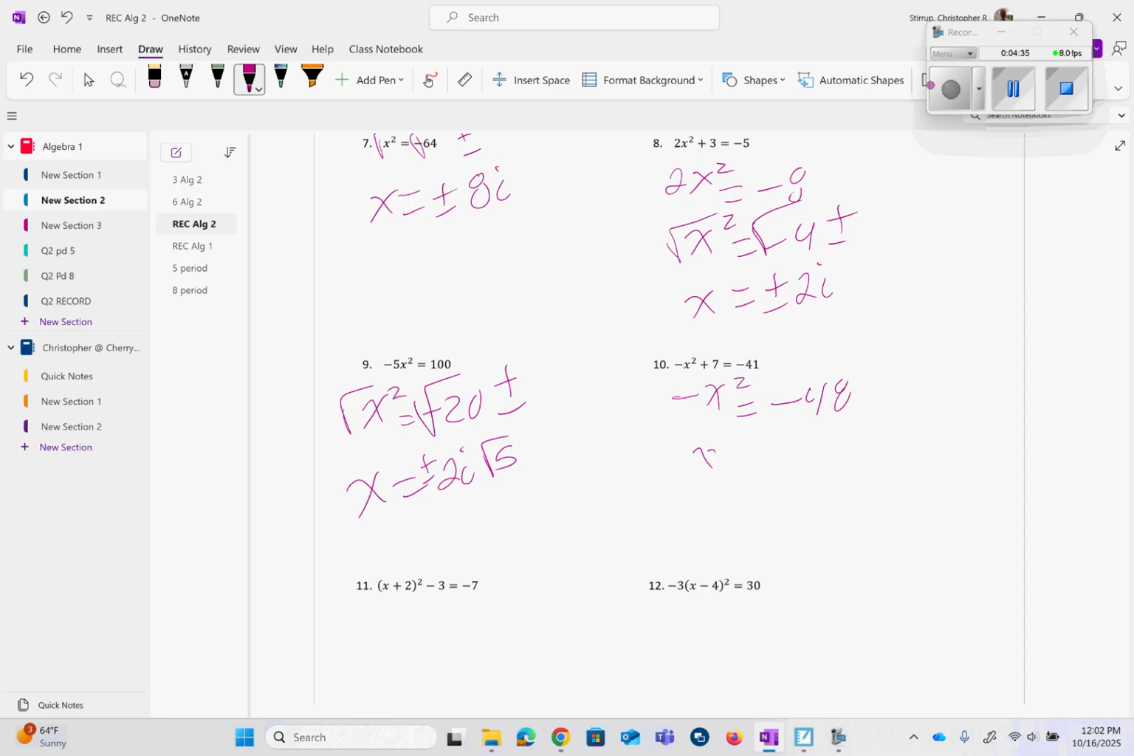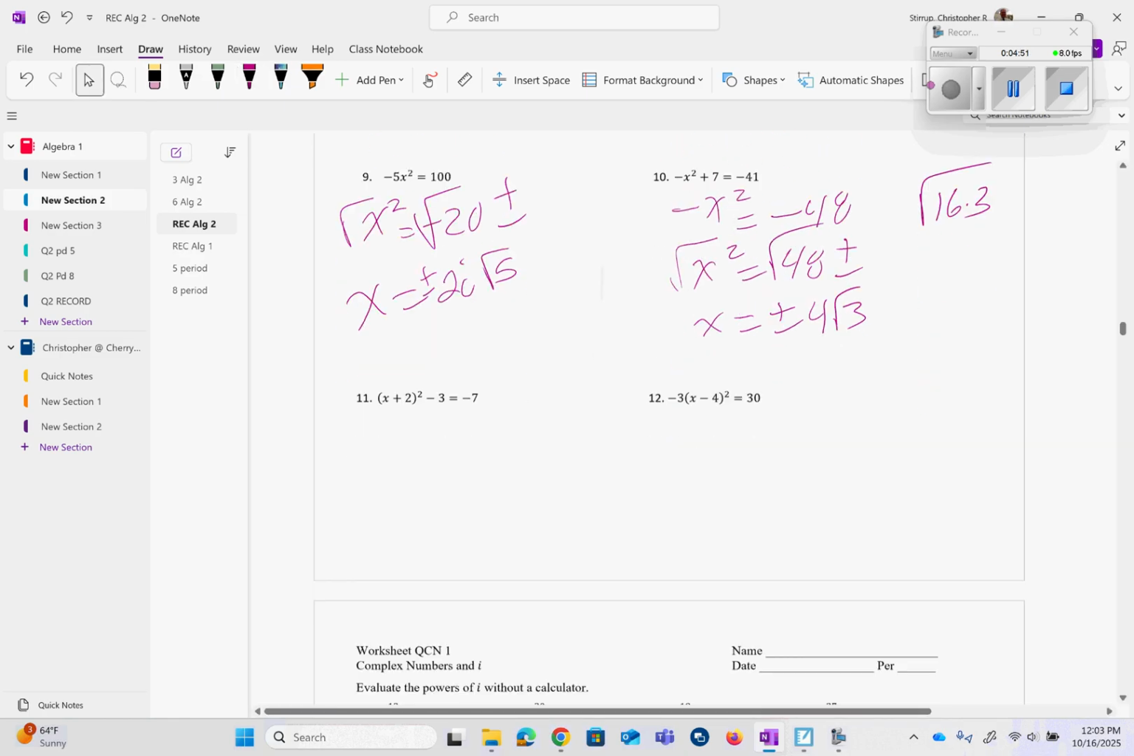Multiply both sides by negative 1. That gets me to 48. Now it's positive. Root. Okay, this is going to be 48 breaks down to 16 times 3. So I'm going to get 4 root 3. There's no i because I was able to get rid of the negative underneath the radical.